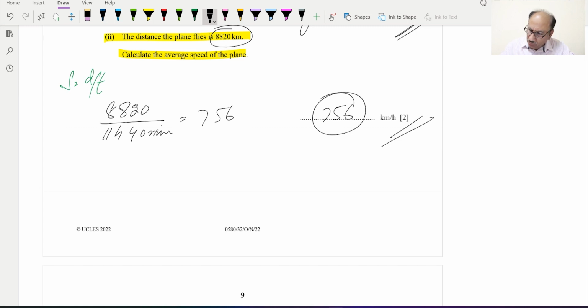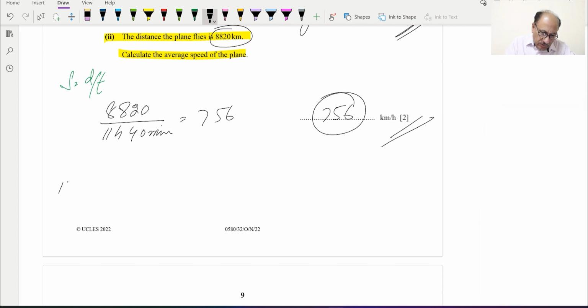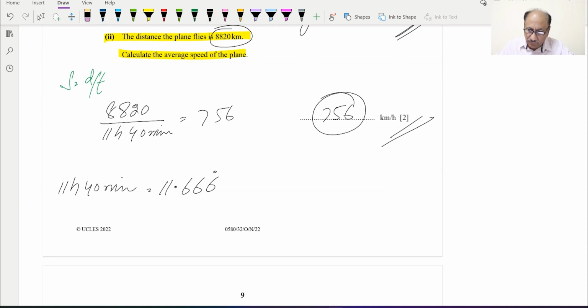Hopefully you understood. You can show time conversion also, for example 11 hours and 40 minutes is equal to a decimal value of 11.666 recurring, and if you divide 8820 by that answer, you will get the same 756. It will be the same answer which we have done over here with the help of the calculator.